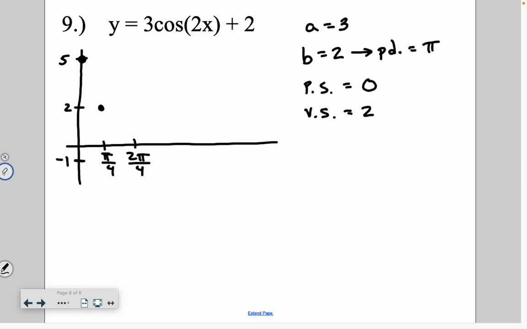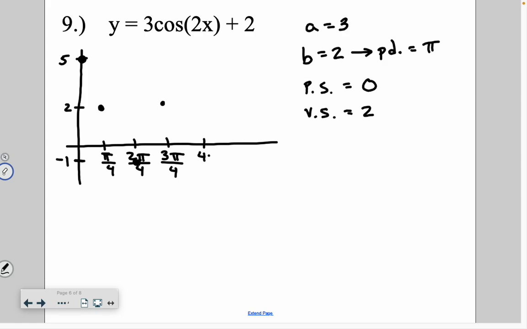Okay? So 2 pi over 4 means now we're down here, and technically I'm going to be right in the middle of what I just labeled. Minimum value right there at -1. We go another pi over 4, so now we're at 3 pi over 4. We're back to the midline.